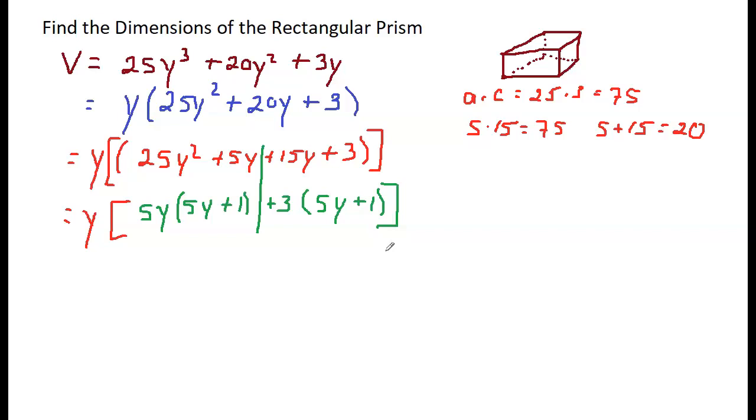Now, on each side of the line, you notice I have a 5y plus 1. So I can factor out a 5y plus 1. I have y, my bracket, factoring out a 5y plus 1, and then what's left over is the 5y plus 3.